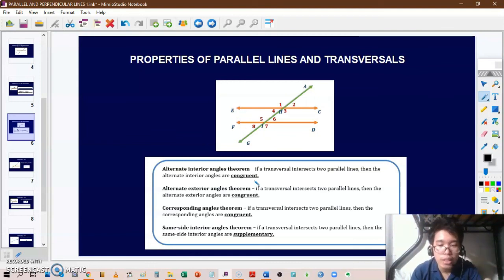And then the corresponding angles. Corresponding angles are congruent. So angle 1 and angle 5 are congruent, 2 and 6 are congruent, 4 and 8 are congruent, and angle 3 and angle 7 are congruent.